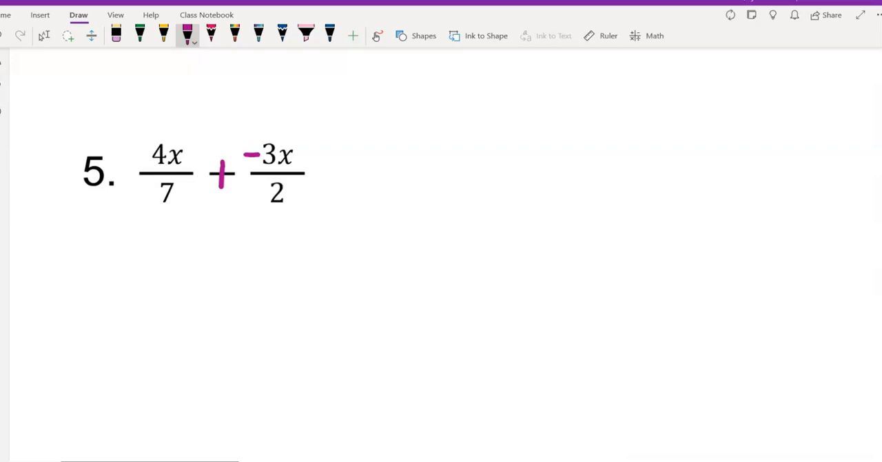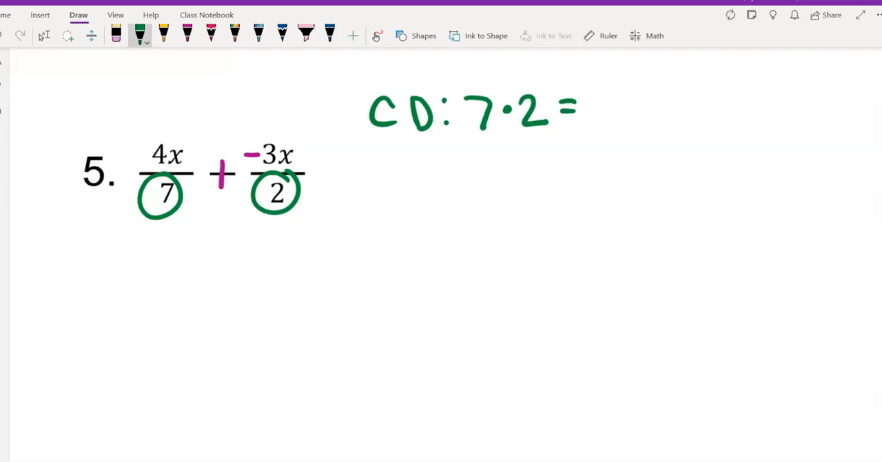Okay, starting with this first one here. We are still in the same section. We still need a common denominator. So how do we find a common denominator? We take our denominators and multiply them together. Our common denominator is going to be 7 times 2. And 7 times 2 is just 14.